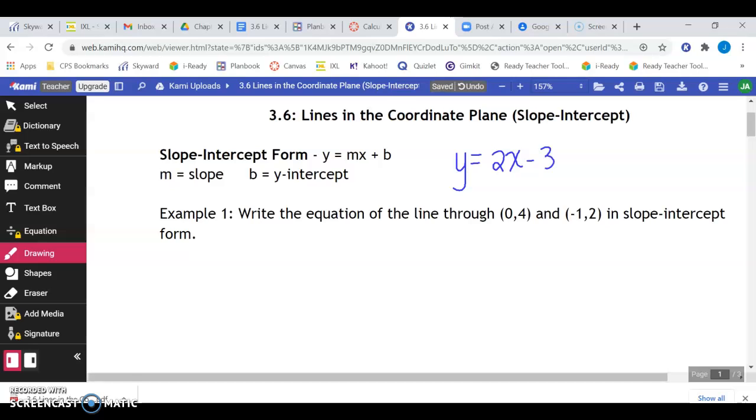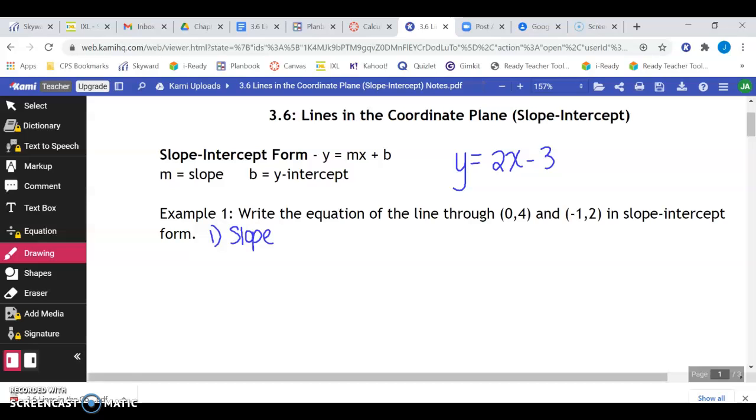would be your y-intercept. So moving on here, example 1, write the equation of the line that passes through these 2 points in slope-intercept form. So we have two things to find. We have to find the slope and we have to find the y-intercept. So number 1, we have to do slope.